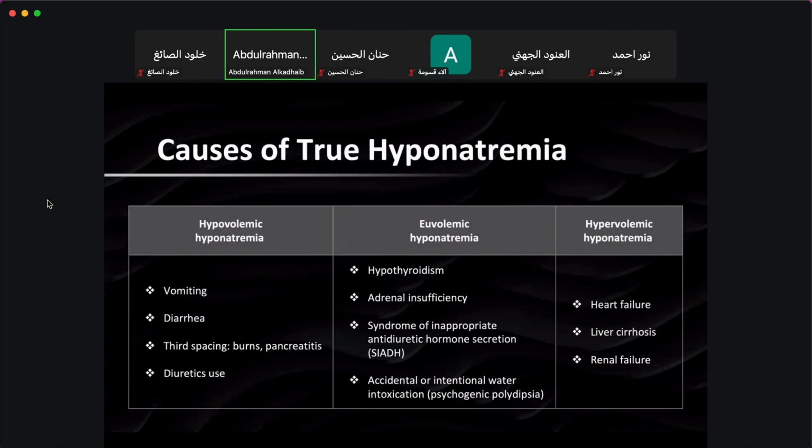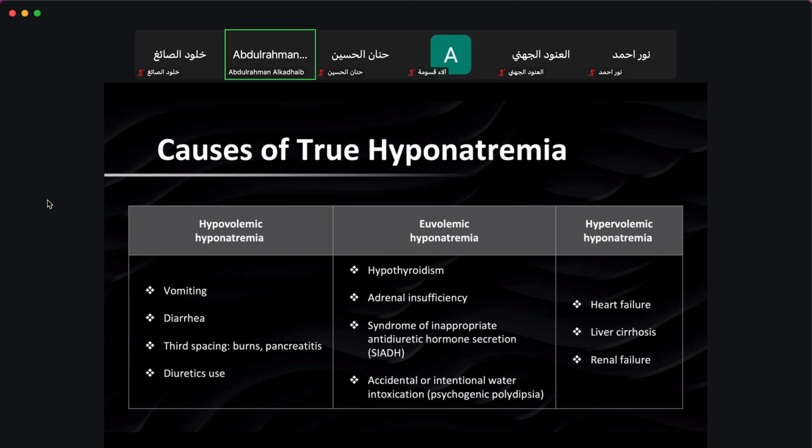Okay, so once we confirm that the hyponatremia is true, as we said, we can classify it into three main types: hypovolemic, euvolemic, and hypervolemic, based on the body volume. And those are the main causes of each subtype. So in cases of hypovolemia, as the name states, usually it's caused by fluid loss, such as GI loss, vomiting, or diarrhea, third spacing, such as in cases of burns or pancreatitis. And what we mean by third spacing is basically the shift of fluid from the intravascular space to the interstitial space. The last cause may include diuretic use or renal losses.